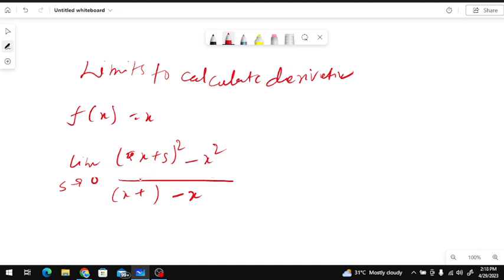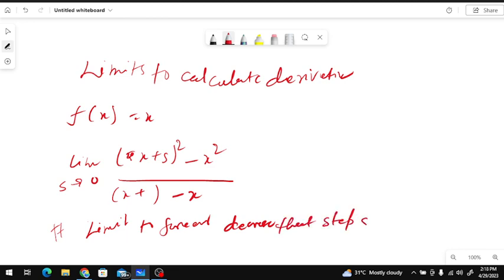This means the limit to forever decrease that step s, and we can describe it this way.